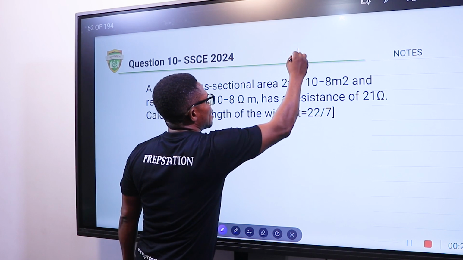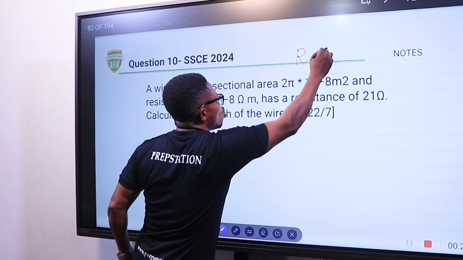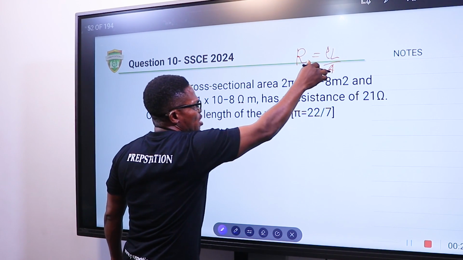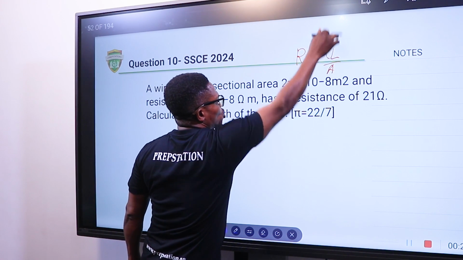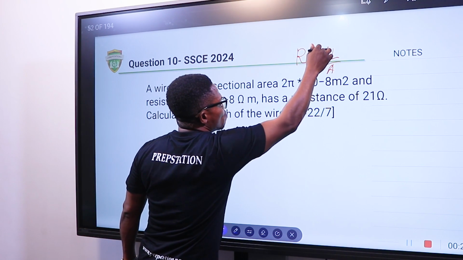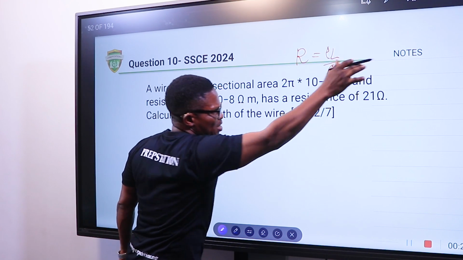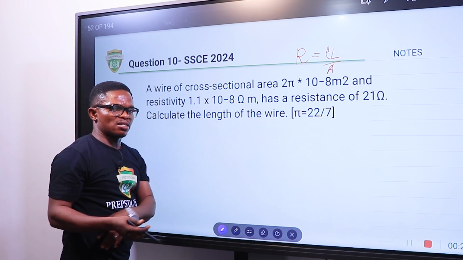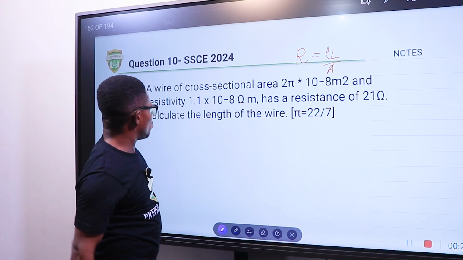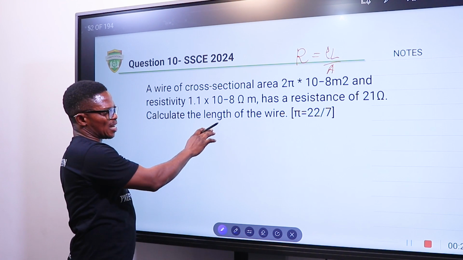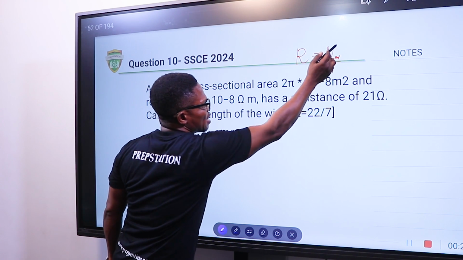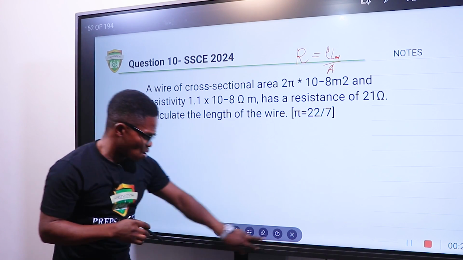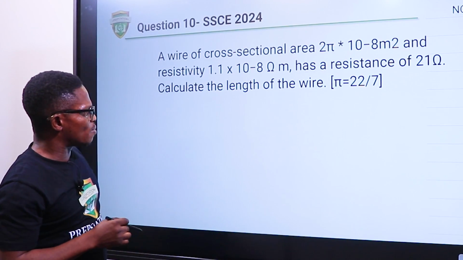Remember, I gave you a formula that resistance is equal to rho L over A. In other words, resistance is inversely proportional to area, resistance is directly proportional to length, and the constant of proportionality is called rho, the resistivity. And I told you resistivity is the amount of opposition offered by a material to the flow of current through them. So what are we calculating? We want to calculate L, the length of the wire. From that same formula, make L the subject of the formula.